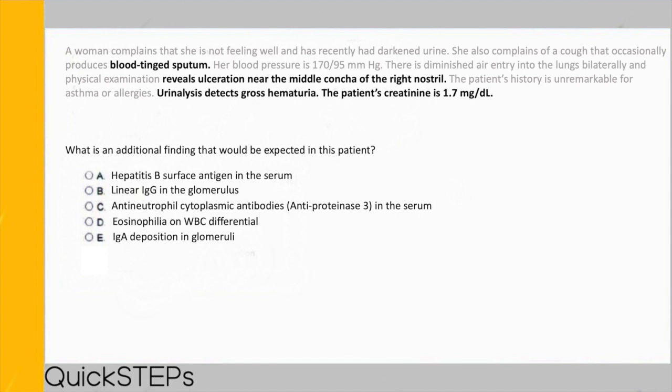How about B? Linear IgG in the glomerulus. That's hallmark for Goodpasture syndrome. So Goodpasture syndrome affects both the lungs and the kidneys, but it has nothing to do with the naso or nasopharynx.